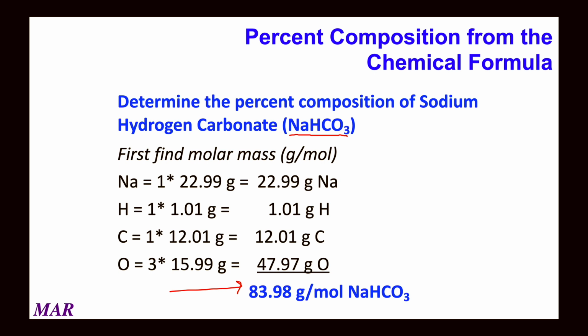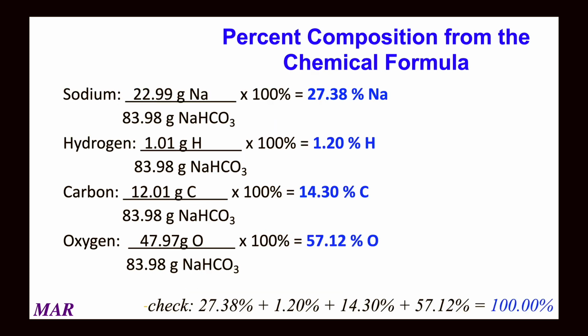Now, when we do these percent compositions, that 83.98 is going to be in the bottom all the time. And we'll put 22.99 in the top if it's percent sodium. If it's percent carbon, we would put 12.01 in the top and 83.98 in the bottom, etc., etc. So here's the actual process. Here's the sodium, 22.99 divided by molar mass times 100, 27.38. And hydrogen, because there's one of them, 1.01 divided by that.